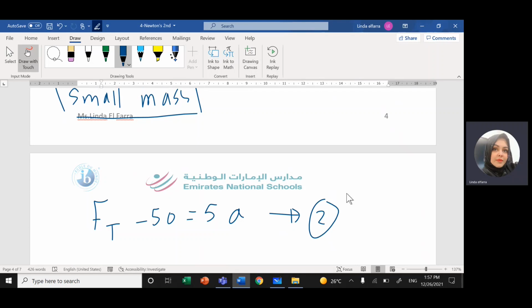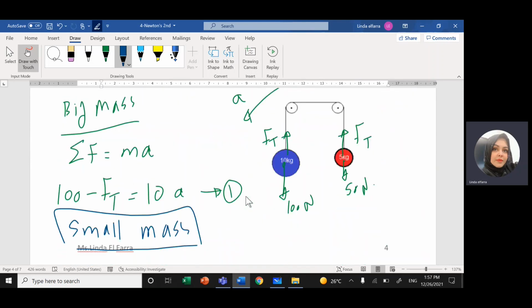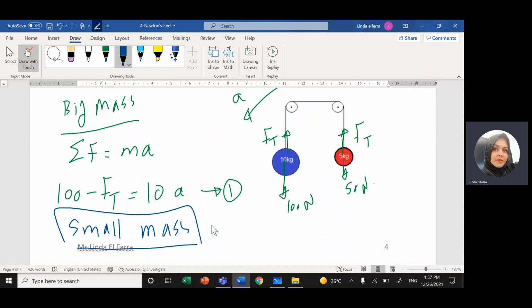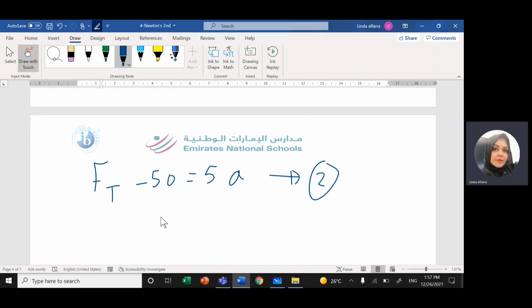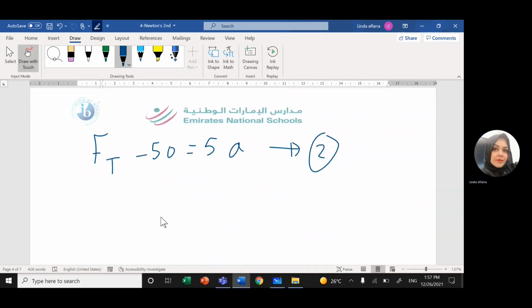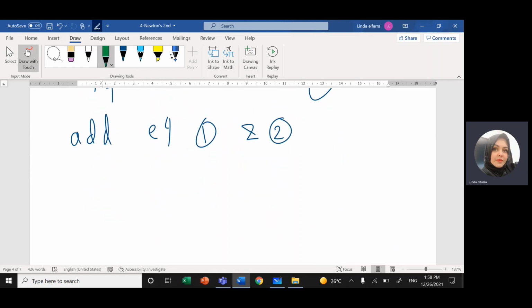I need to find the tension force. In the question, find the tension force. I can add these two equations together to find the acceleration, and then substitute in either one of them to find the tension force. So I'm going to add equation 1 and 2.